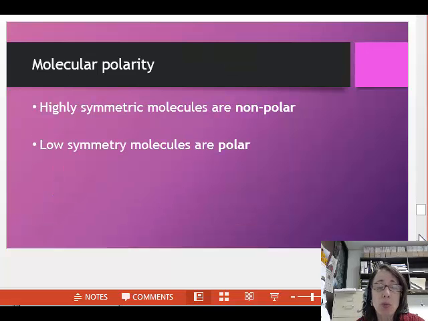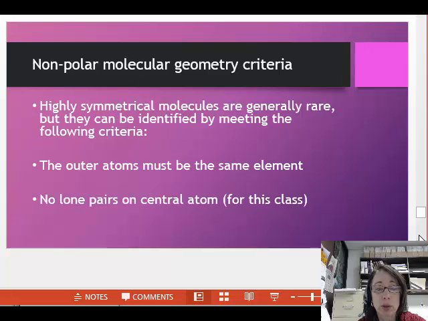To determine whether a molecule is polar or not, we look to symmetry. Highly symmetric molecules are nonpolar, while low symmetry molecules are polar. Highly symmetric molecules must meet two criteria. The outer atoms must be the same element, and there cannot be any lone pairs on the central atom.